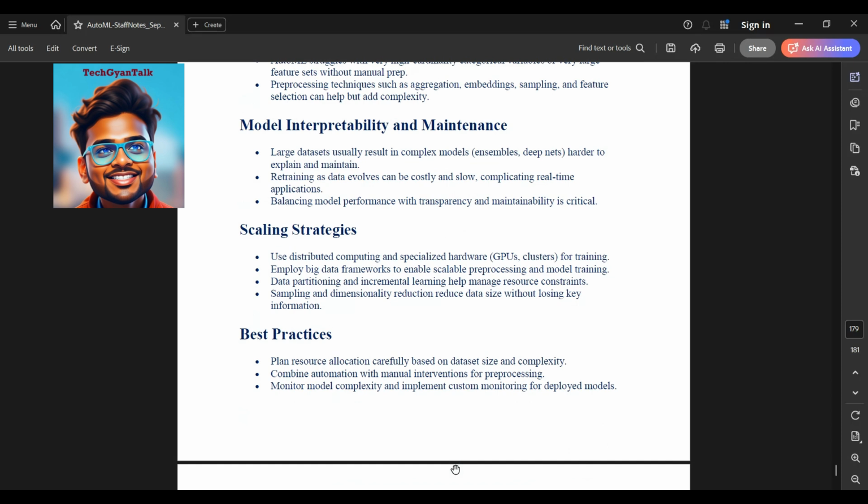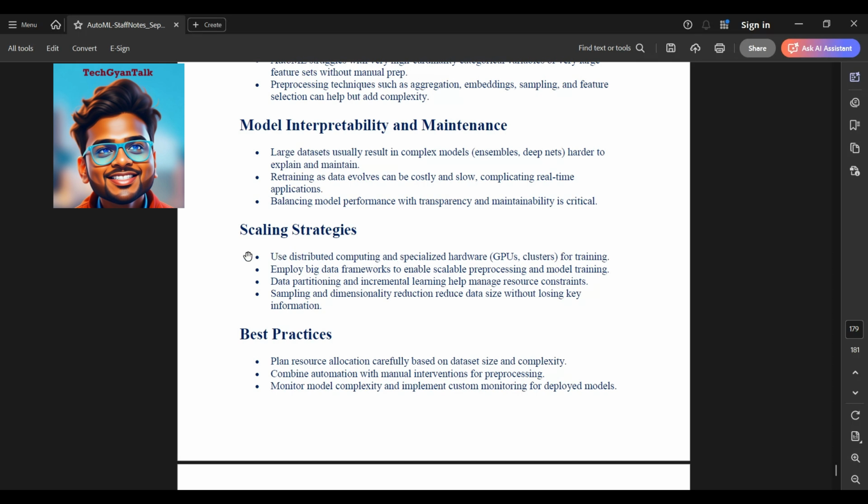And model interpretability and maintenance: large datasets usually result in complex models, ensembles, and deep nets, which are harder to explain and maintain. Retraining as data evolves can be costly and slow, complicating real-time applications. Balancing model performance with transparency and maintainability is very critical.